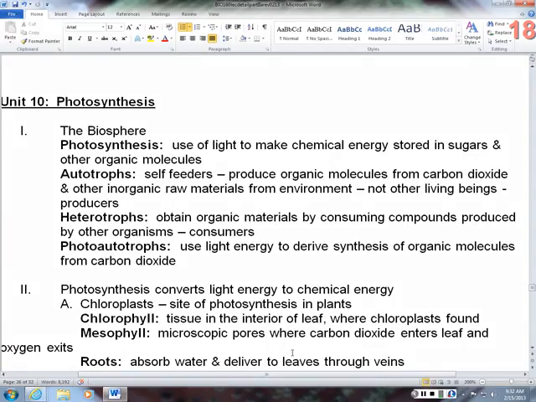Autotrophs are considered to be self-feeders. They are able to produce their own organic molecules from carbon dioxide. So plants are considered to be self-feeders in that they can make organic molecules from the carbon dioxide in the air in there. So they can use other inorganic raw materials from the environment, but they don't need other living beings to do that. So they'll use minerals out of the soil.